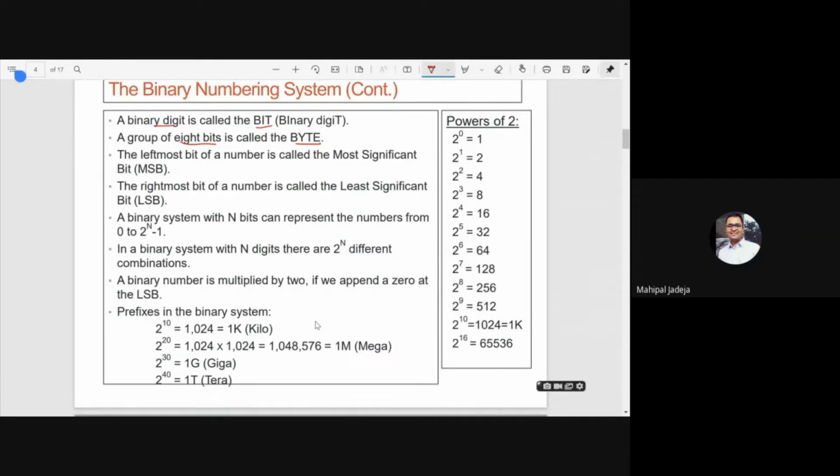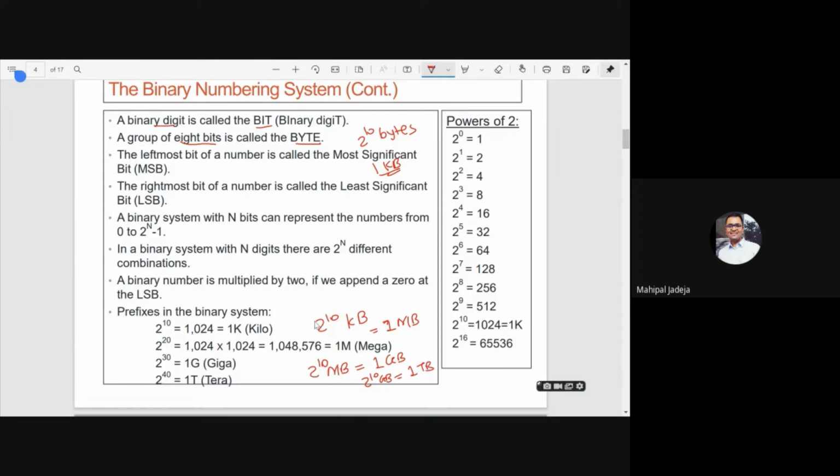And now let's say you are talking about 2 raised to 10 bytes. It's called 1 kilobyte, 1 KB memory, right? We know this term, 1 KB. And then when we talk about 2 raised to 10 kilobytes, it becomes 1 megabyte, right? 1 megabyte is 2 raised to 10 kilobytes. And similarly, 2 raised to 10 megabytes is 1 gigabyte, and 2 raised to 10 gigabytes is 1 terabyte, right?